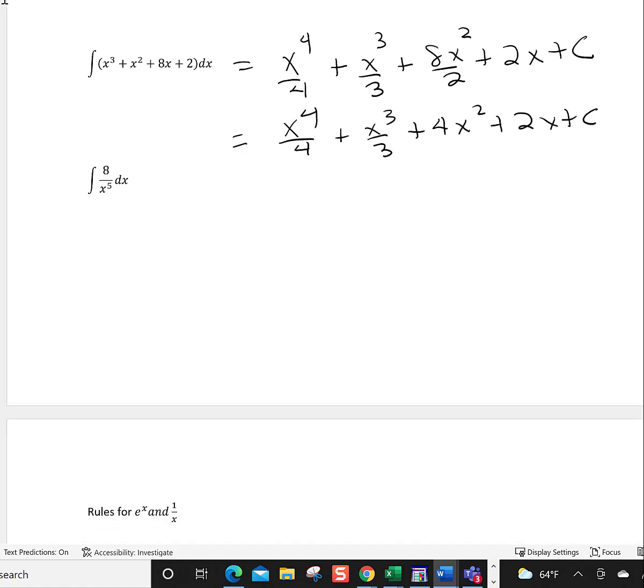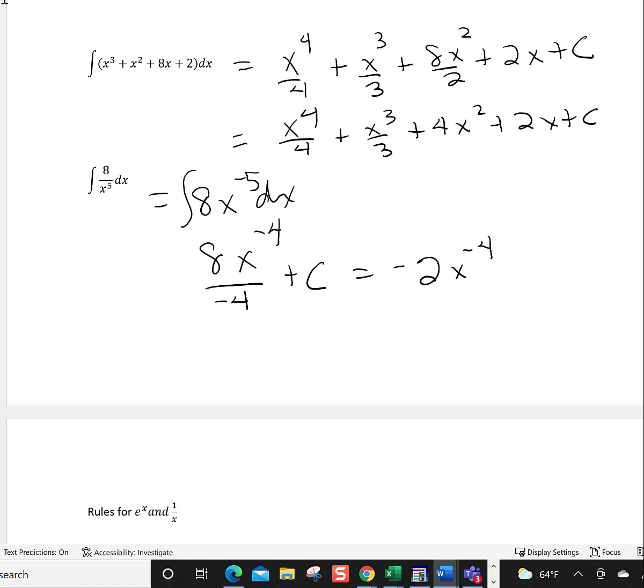One last one to try. This is 8x to the negative 5 dx, so always rewriting to make it a power rule. Now this 8x, when I add 1, it becomes negative 4. I divide by negative 4, I add c. 8 divided by negative 4 is negative 2. Then I have x to the negative 4 plus c. You can also write that as negative 2 over x to the 4th plus c.